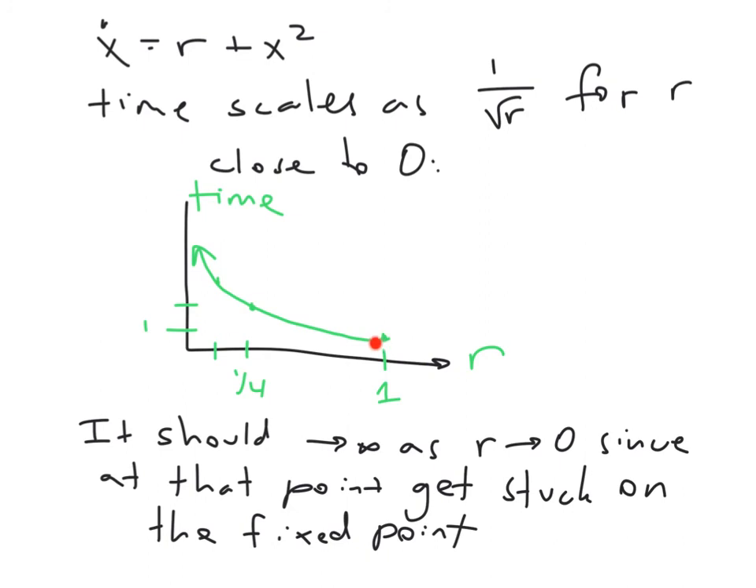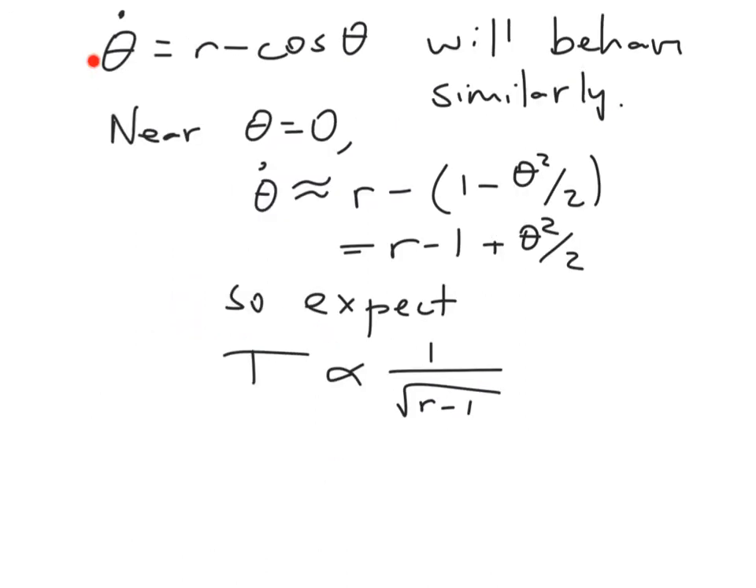So in this way, we can see that we really can see our closeness to the bifurcation in how slowly x is moving. The original thing we cared about was theta dot equals r minus cosine theta, and it's going to behave pretty similarly. Let's look at that. So it has a parabolic shape near theta equals 0, and so I'm just going to do a little bit of Taylor expansion right there, taking the first two terms. I think these are right.